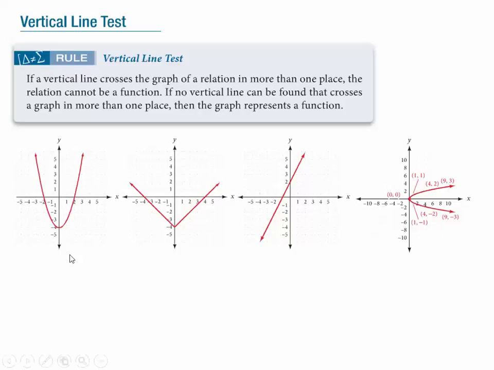So this little parabola here, is this guy a function? How about the absolute value? Yeah, we call it an absolute value function. How about a linear function? Absolutely. How about this guy?